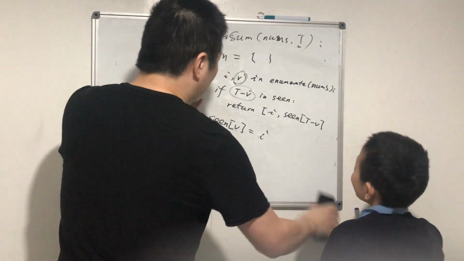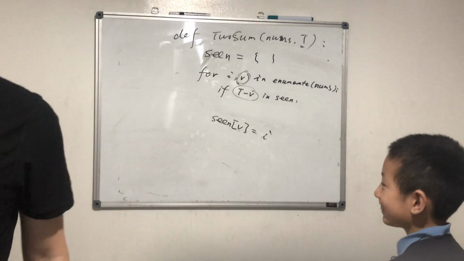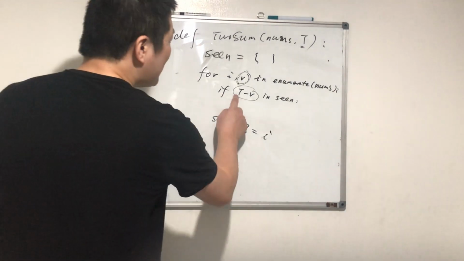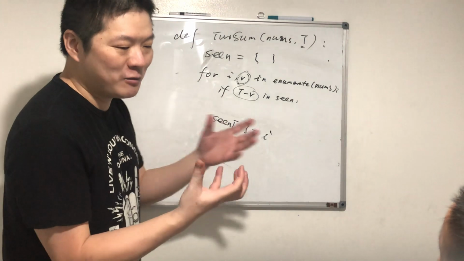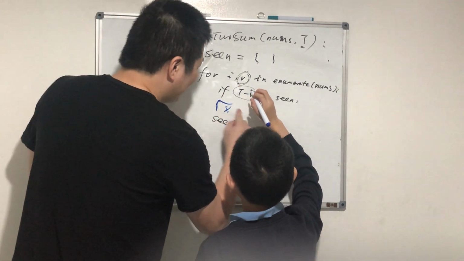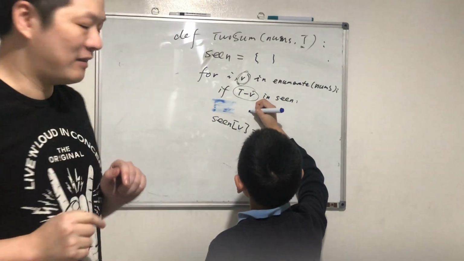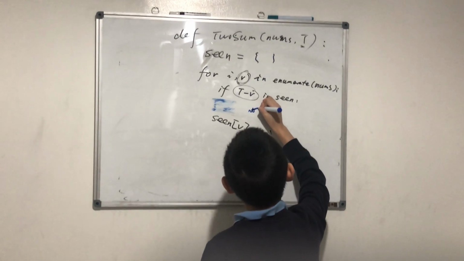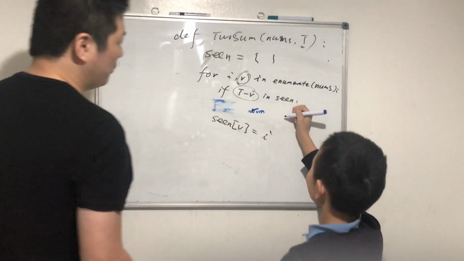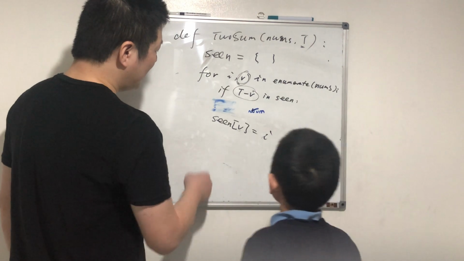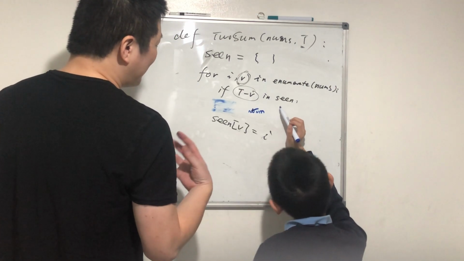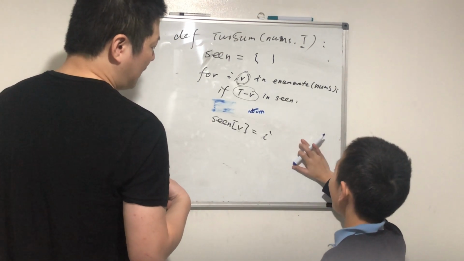Okay, let me write it. Come on, I just erased it in front of you. If t minus v is in seen, what will you return? We need to return those two indexes. Return. You write it now. Return is here, not here. Return what? One of them is i. What's the current index? In return, i.